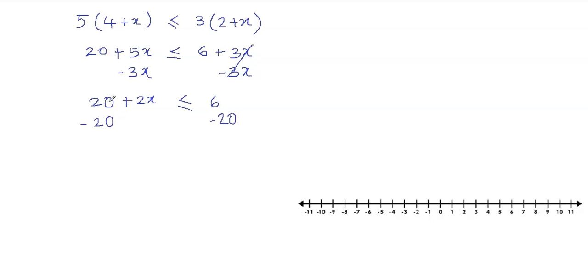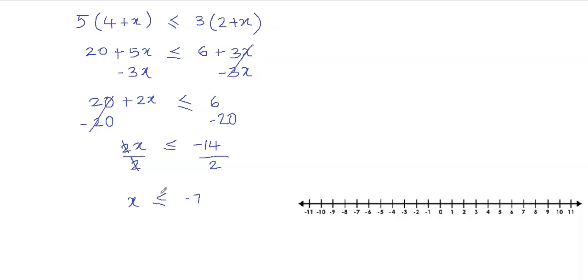So this 20 minus 20 is going to be 0. I have 2x left on the left-hand side, which is less than or equal to 6 minus 20, which gives me negative 14. Now to get x by itself, all I need to do is divide both sides of my inequality by 2. So I'll divide both sides by 2. This 2 and this 2 are going to cancel out each other. I got x on the left-hand side is less than or equal to negative 14 divided by 2, which gives you negative 7. So I got x is less than or equal to negative 7.